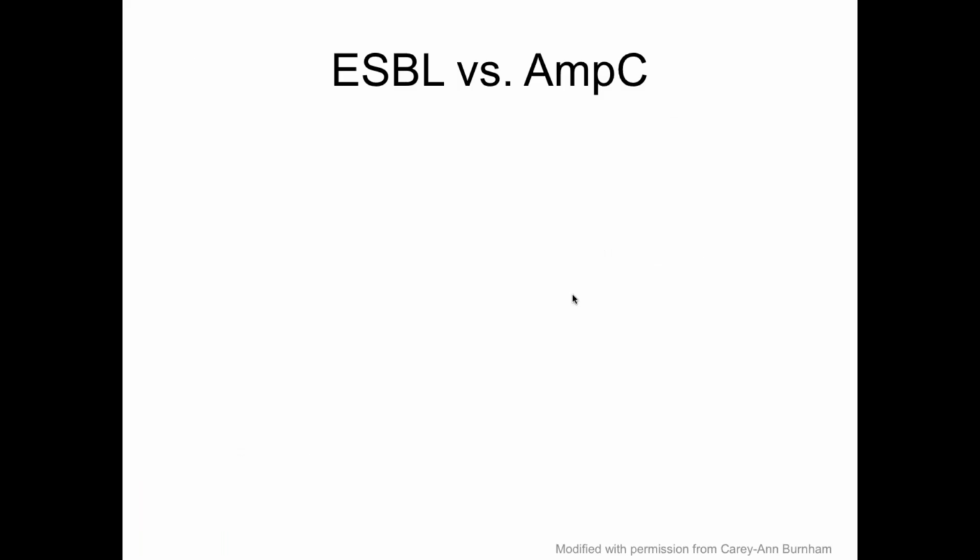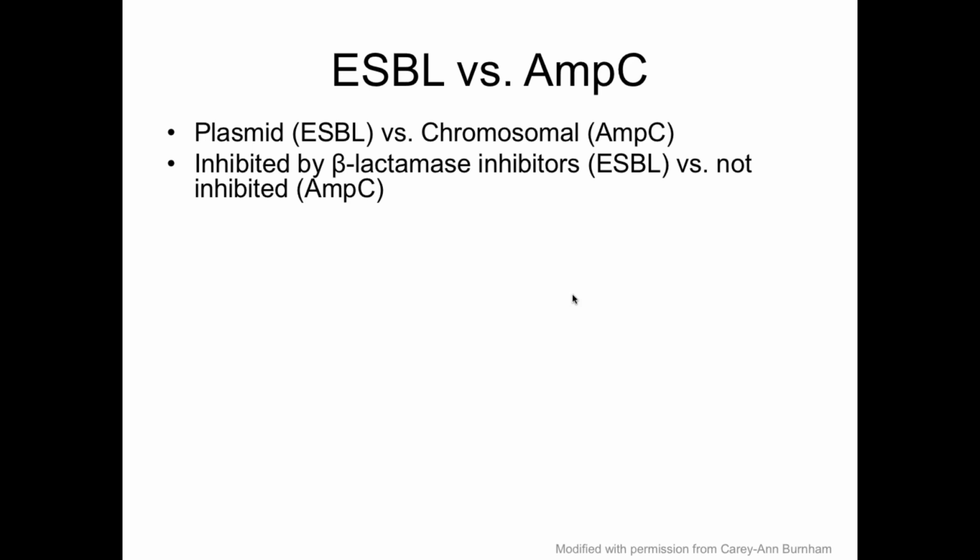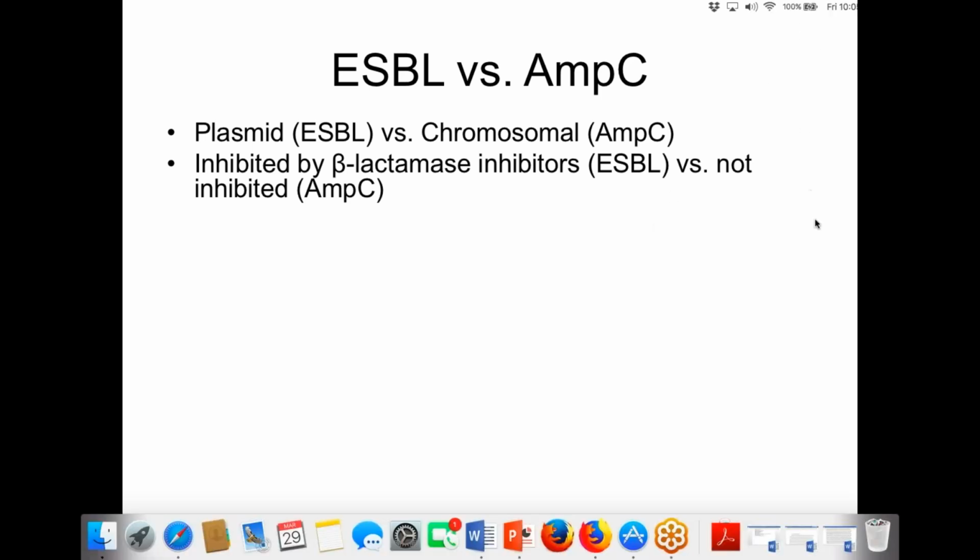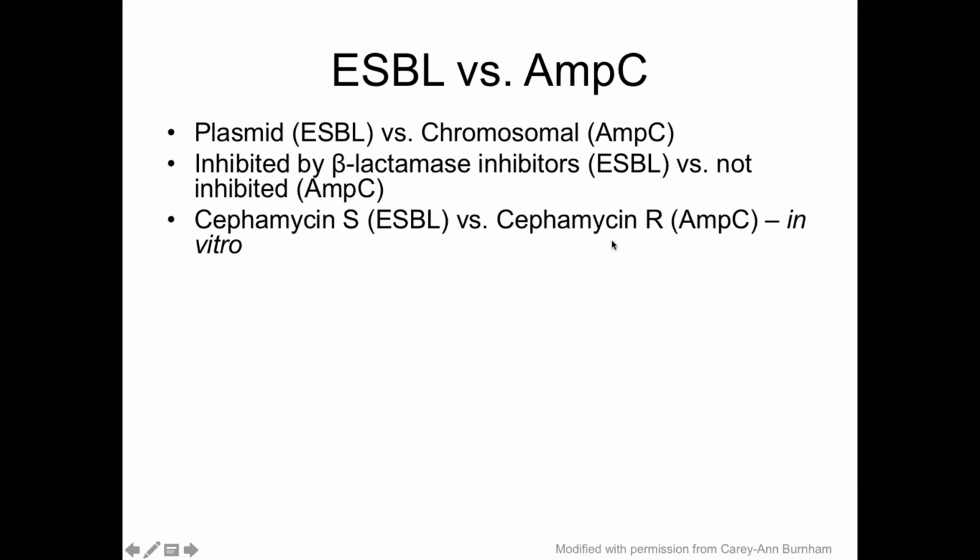So just to review the comparison between these two a little bit. So ESBL tends to be on a plasmid, AmpC chromosomal, beta-lactamase inhibitors, ESBL is inhibited by beta-lactamase inhibitors versus not with AmpC. Cefamycins test susceptible to ESBL, but test resistant for AmpC. And again, this is in vitro.